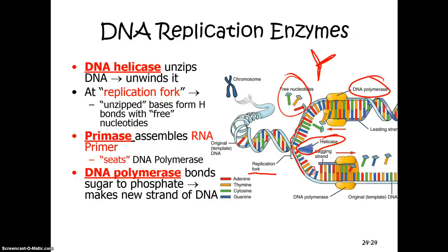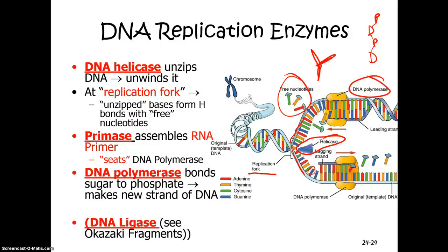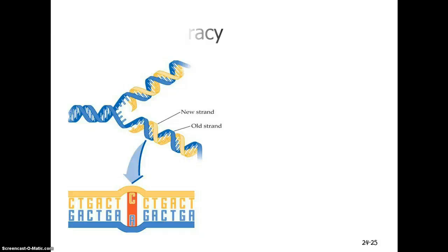It's going to come in and cement or bond the sugar to the phosphate, because if you remember when we were talking about structure, we have this alternating phosphate, deoxyribose sugar, phosphate, deoxyribose sugar. The bonds that connect them are covalent bonds. They're strong bonds. That's why it's called the backbone. DNA polymerase is what comes in and bonds those sugars to the phosphates, connecting them. And then there's DNA ligase, which we'll talk about when we talk about Okazaki fragments.